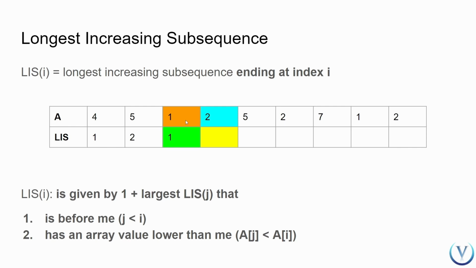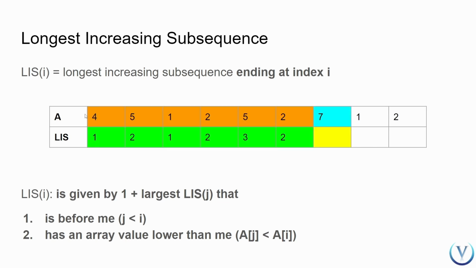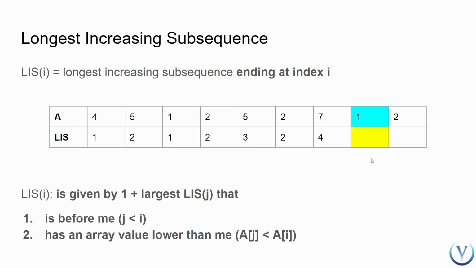2 can extend from 1, so that's an LIS of 2. 5 can extend from 4, 1 or 2, and so we'll take the maximum LIS value, which is 2, and add 1, which gives us 3. 2 can extend from 1, which gives us an LIS of 2. 7 can extend from any one of these, and that gives us a maximum of 3 plus 1, which is 4. 1 cannot extend from any one, so it has an LIS value of 1. And 2 can extend from the following 1s, and that gives us an LIS value of 2.